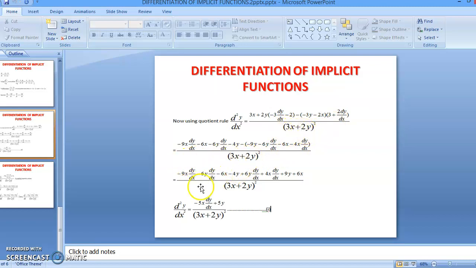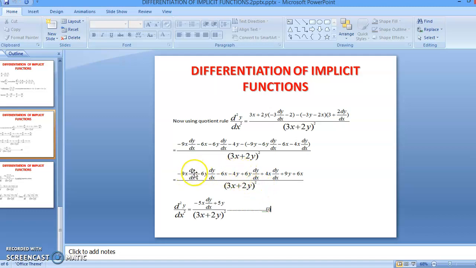So by the time you add this, you now collect like terms. But before that, you expand the one in bracket here. So you have minus times minus 9y, you have what? Plus 9y. Then minus times minus 6y dy/dx, you have plus 6y dy/dx. Then you have minus times minus 6x, you have plus 6x, and minus times minus 4x dy/dx, you have plus 4x dy/dx. So that is the expansion of this. All these remain the same because we're not expanding anything here. So all over 3x plus 2y all squared.